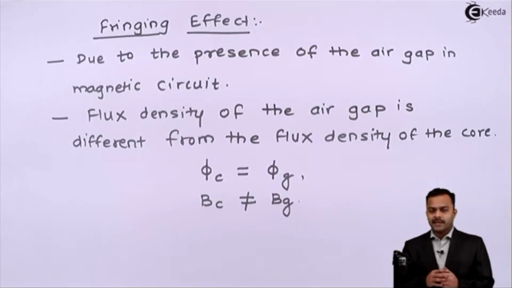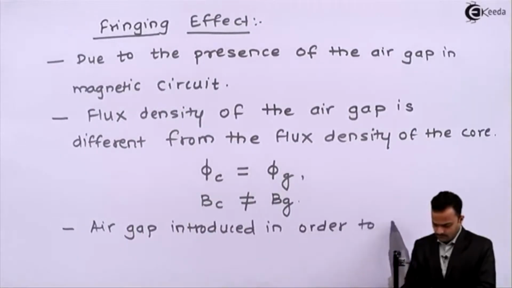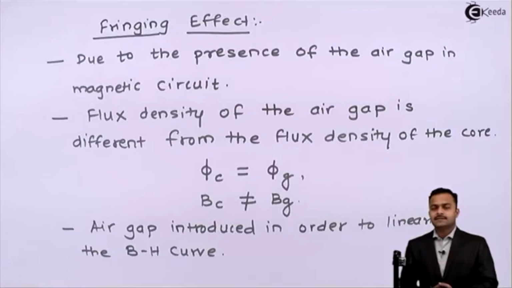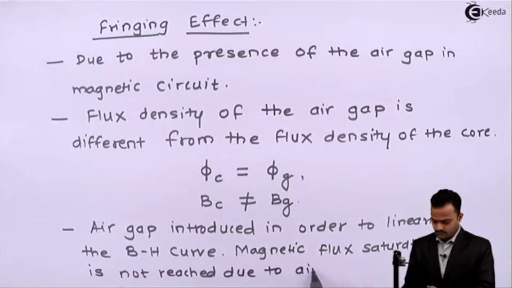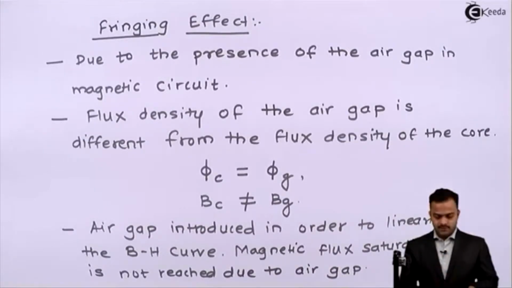Sometimes an air gap is introduced in the magnetic circuit to have a lower flux density to linearize the BH curve. Means for a given circuit I am reducing the flux density, hence saturation won't be there. So this is a concept called fringing effect. Let's move to the next concept, that is leakage flux.